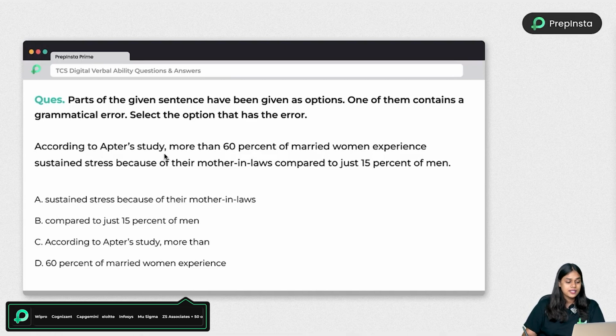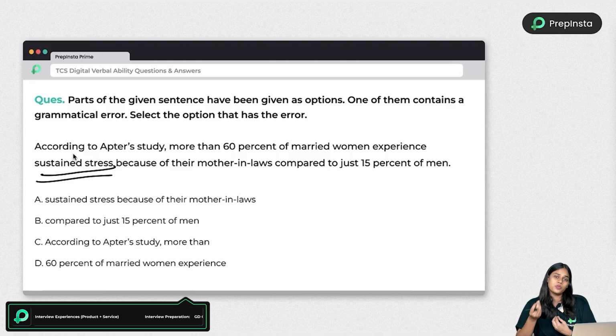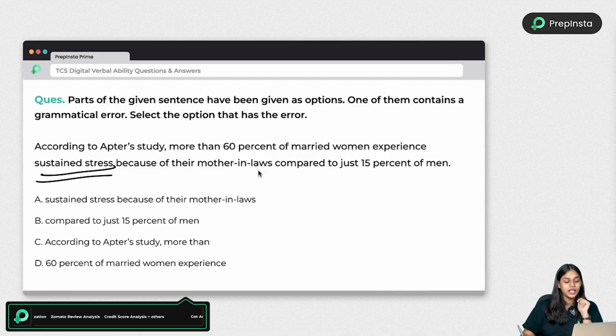According to Aptar's study, more than 60% of married women experience sustained stress. So what does the term sustained stress mean over here? It means that you are facing stress or a pressurized situation for a longer period of time, in a continued period of time, right? Sustained means something that is continued for a longer duration, right? So that means that the women are experiencing continuous stress. Because of whom? Because of their mother-in-laws. Now, the error lies in this part of the sentence, which makes it ungrammatical.